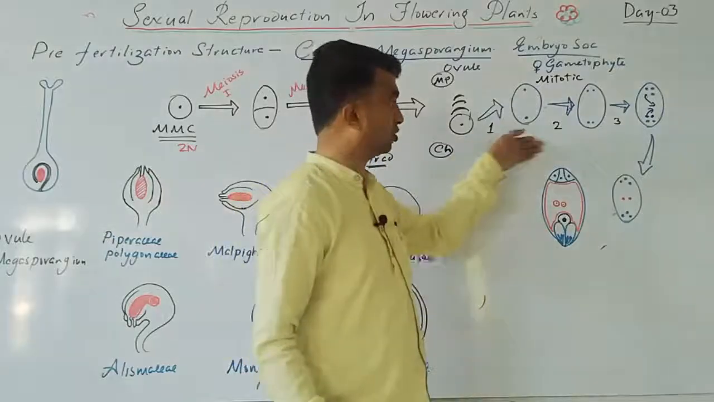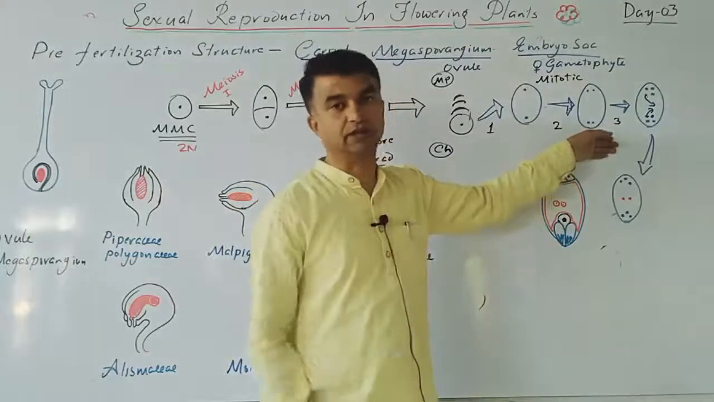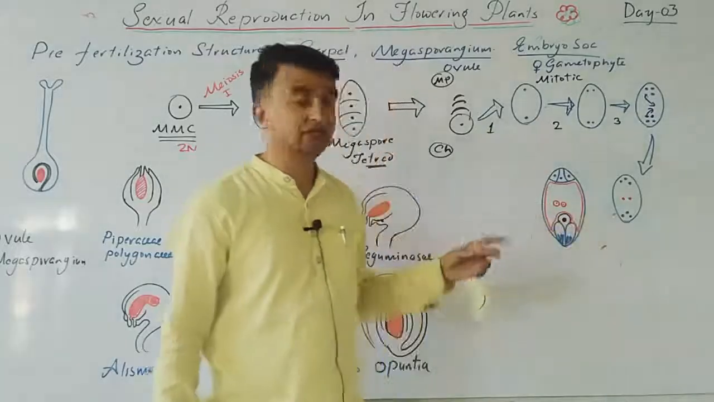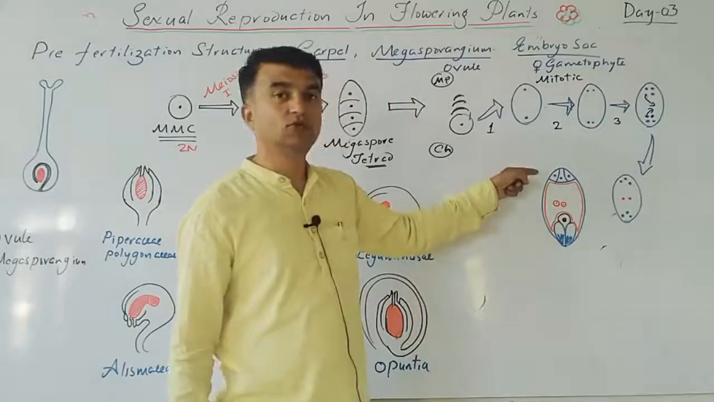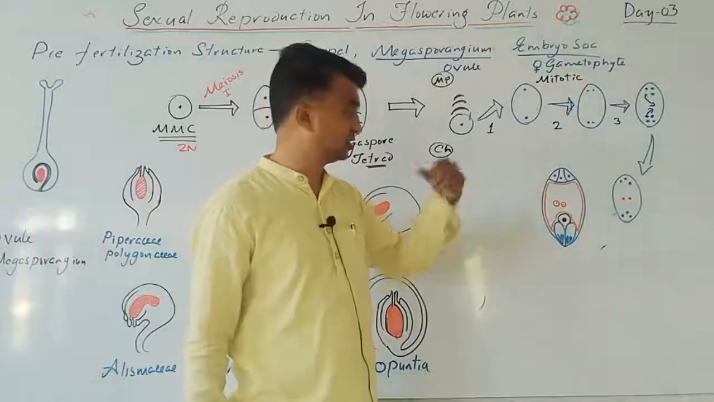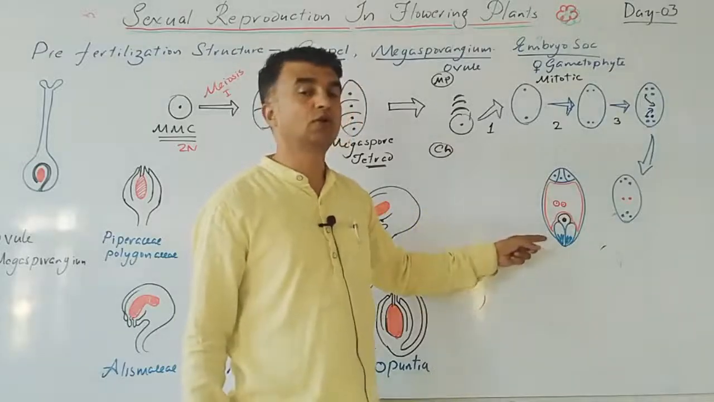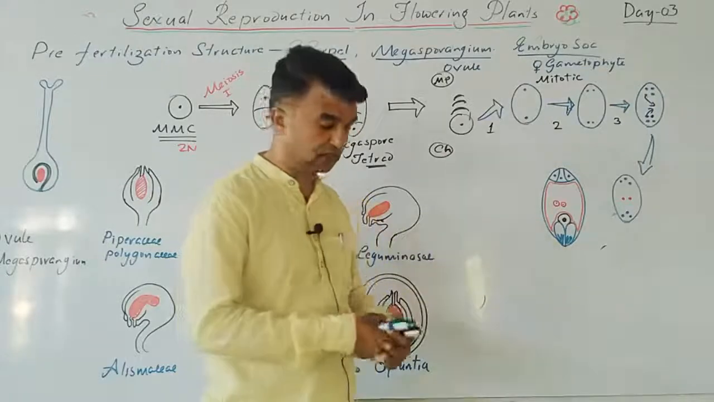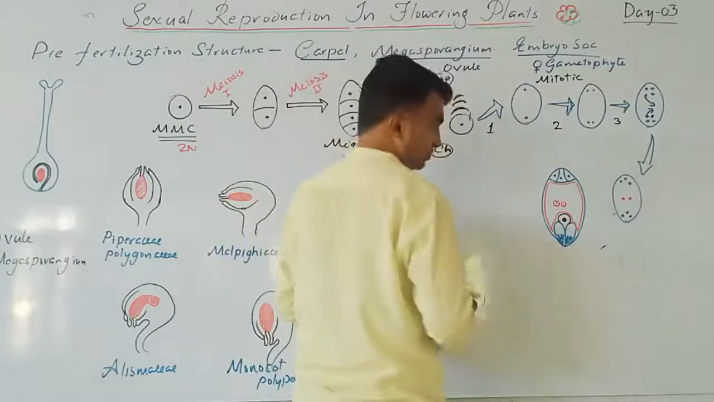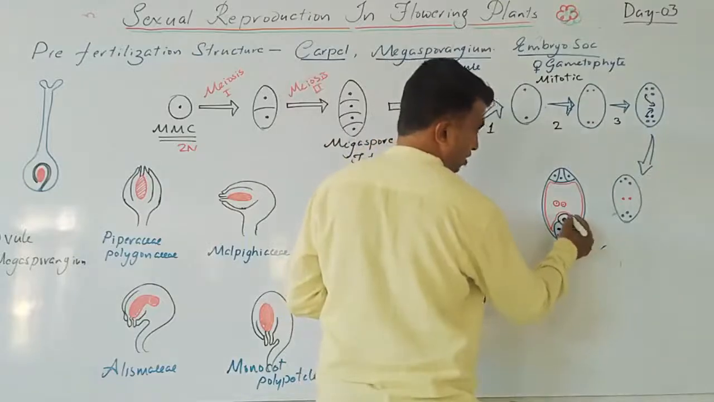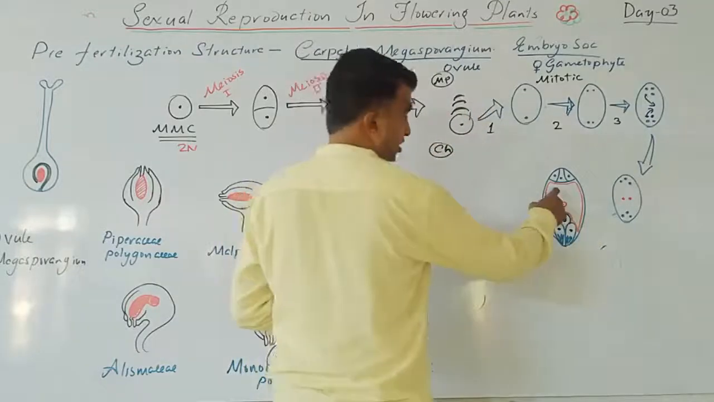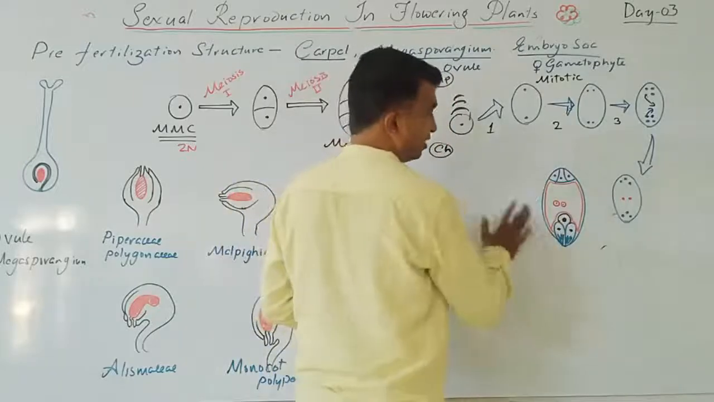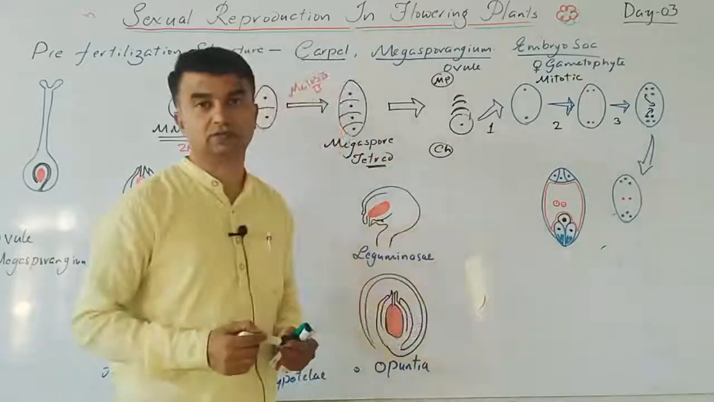So in the mitotic division, the free nuclear division period, the cell wall is laid down. Now the cell wall is laid down in such a way that three cells are present toward the chalazal end, called the antipodal cells. Three cells present toward the micropylar end are called the egg apparatus. In that, there are two synergids and one egg. And a central large cell is there, where the two polar nuclei are present. So this is the 7-celled, 8-nucleate structure.